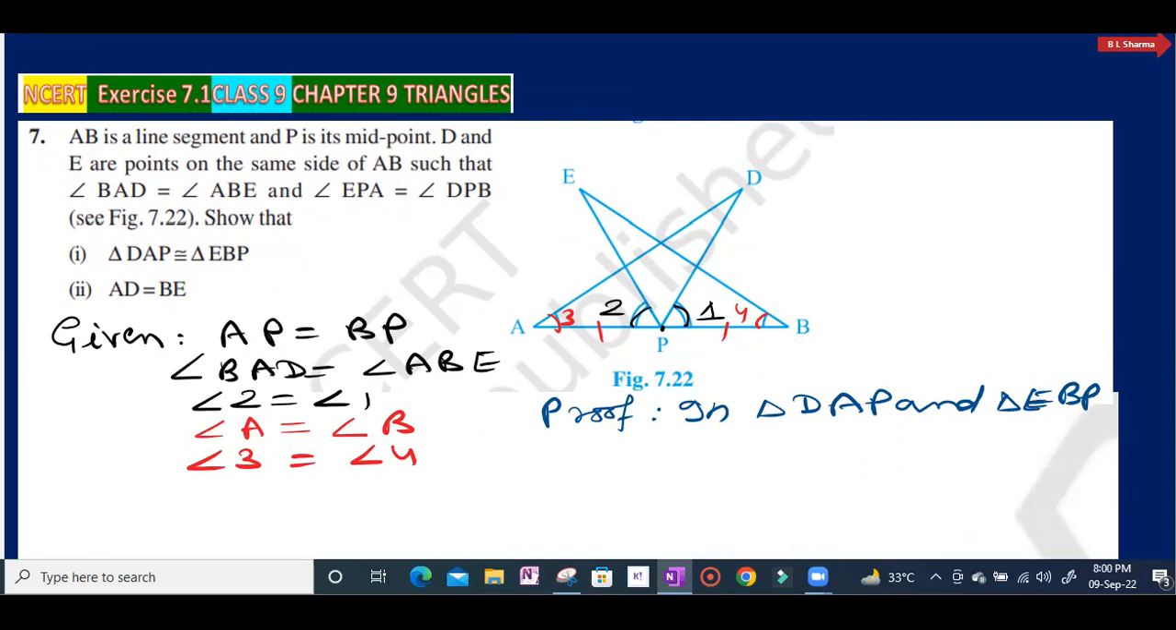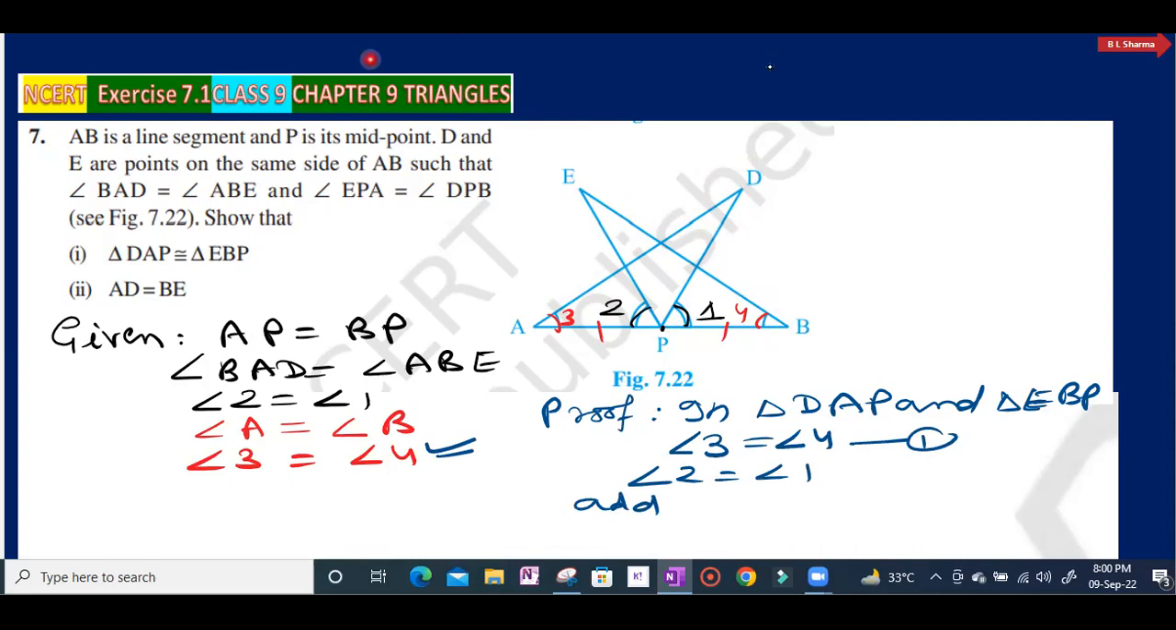देख पा रहे हैं आप? DAP, this triangle is DAP, and EBP, ये दो ट्राइंगल हमें ले रहे हैं, देखिए इसमें. So in this we can say angle number 3 is equal to angle number 4. It is given. This is 1 point. Angle number 2 is equal to angle number 1. So what we do, add.